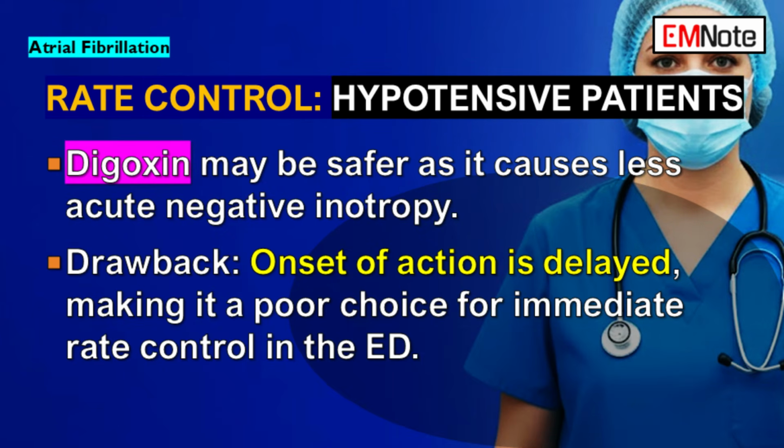Right. And what about an option for a hypotensive patient? Is there anything that's a bit safer but maybe has a drawback? That would be digoxin. It doesn't cause as much acute negative inotropy, which is good, but its onset of action is so delayed that it's really a poor choice for immediate rate control in the ED.